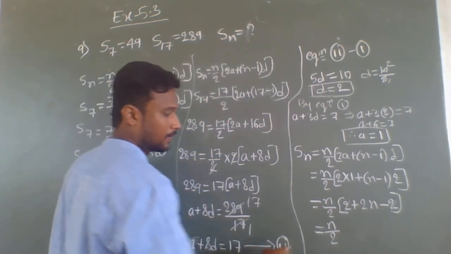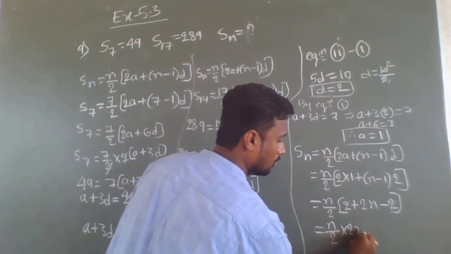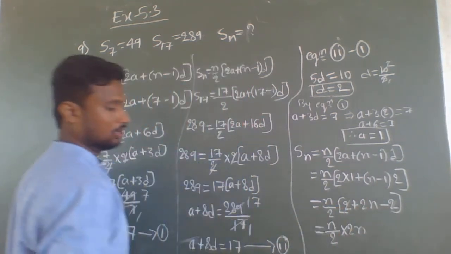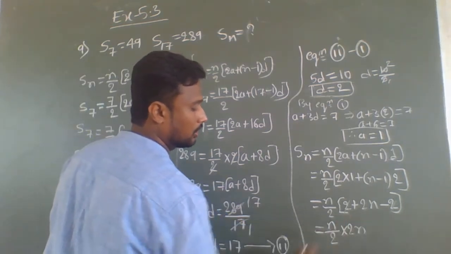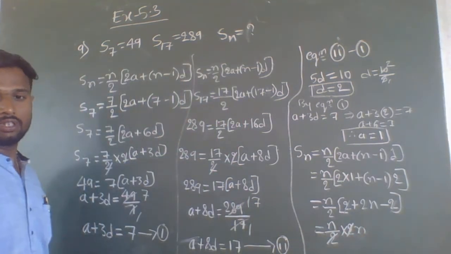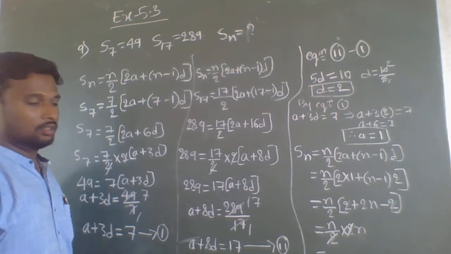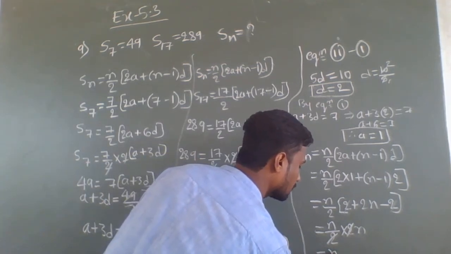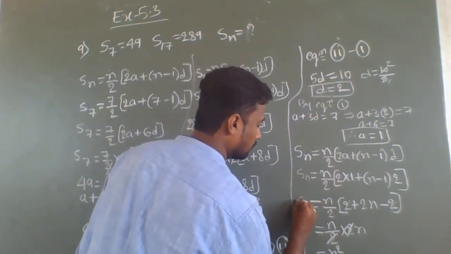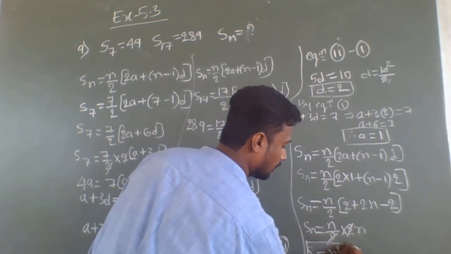So now in the bracket what do I have? 2n only. 2 minus 2 means 0, and I will write directly 2n only. So here n by 2 into 2n is remaining. Now I can cancel this 2 and this 2. So the final answer is n into n, which means n square. So the sum of n terms is n square. This is our final answer.